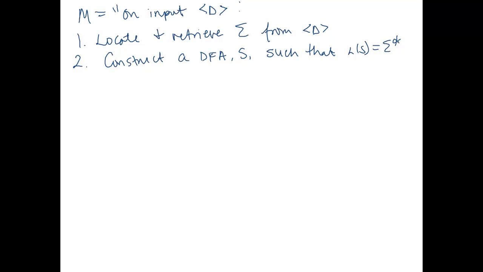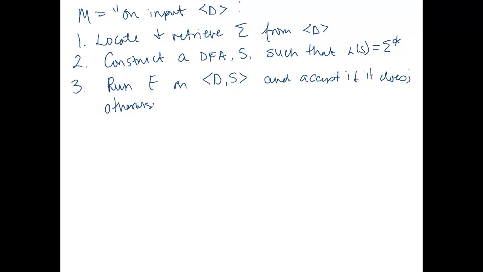And then step 3, we run E, the decider for EQ DFA, on the machines D and S. D was our input, S is the machine that recognizes sigma star, and accept if E accepts. Otherwise, reject.